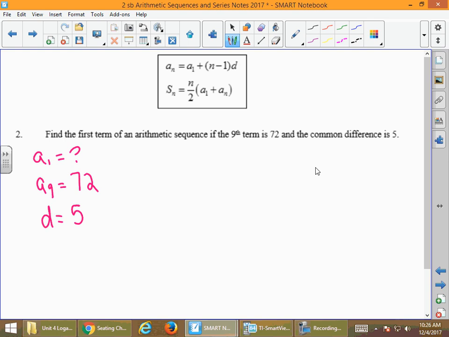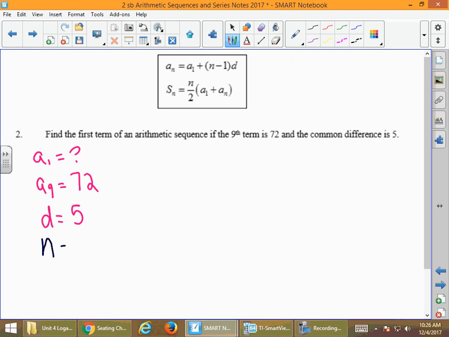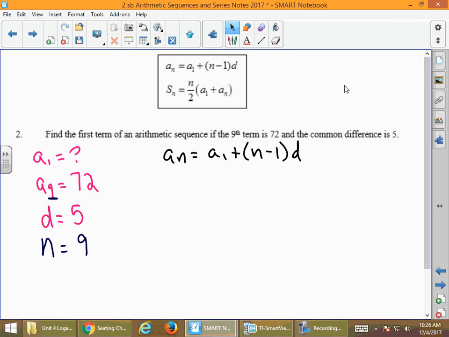And from the information that we wrote down, we know one more thing. And that one more thing is the n. Do you know what n is? Well, it's 9. Came from this 9 right here. Well, our formula that we want to use, because we're finding the first term, is a sub n equals a sub 1 plus n minus 1 times d. And we have enough information now to fill in the rest and help us solve.